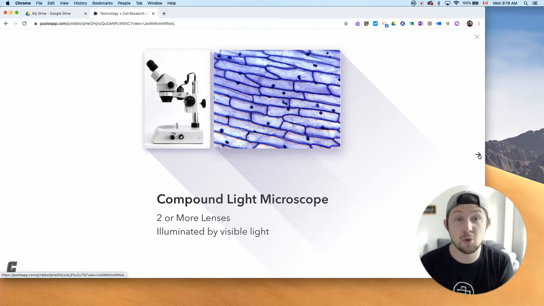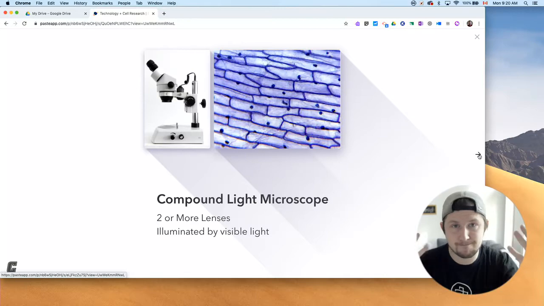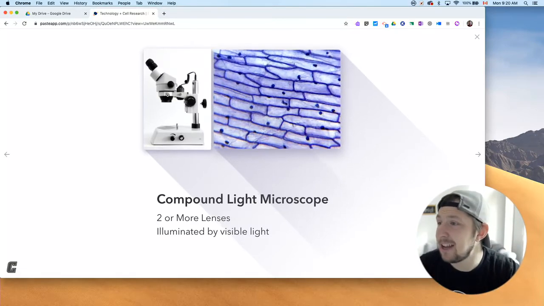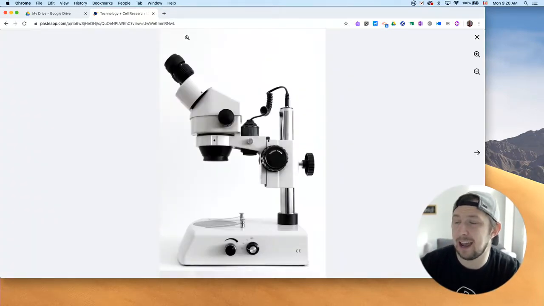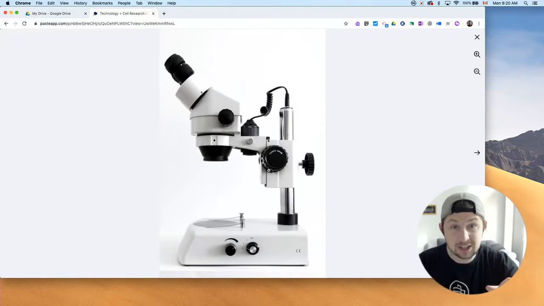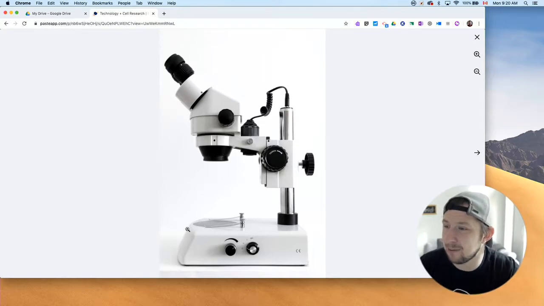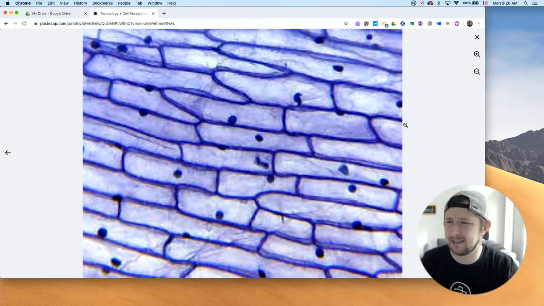Now, this has two or more lenses and we still use visible light to illuminate our subject specimen. And so in this one, we've got an ocular lens and then our magnification lens, and we've got these focus arrays that move our thing up and down so that we could get it in focus. And then normally we have some kind of light either shooting up through it or down onto it. And we get images like this.